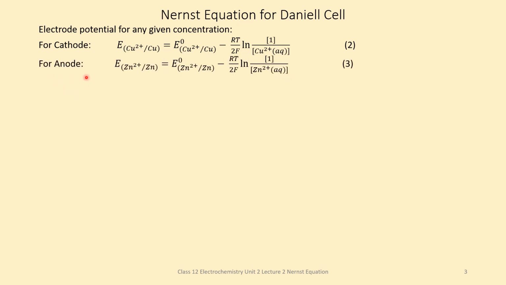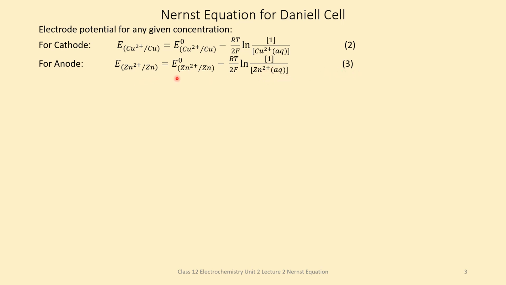So for the anode side, we know that in the case of a Daniell cell, zinc is the anode, and the reaction for electrode potential can be written as E of electrode potential Zn2+/Zn. That is, it is losing electrons. So Zn, the charge is increasing to 2+, it is losing 2 electrons, equals E naught Zn2+/Zn minus RT over 2F into natural log of 1 over Zn2+ aqueous. Let it be equation 3.